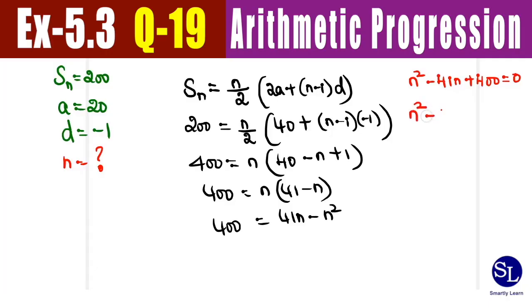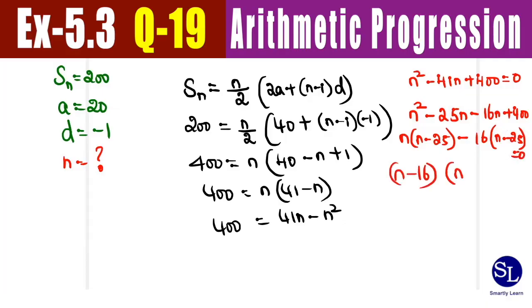So n squared minus 25n minus 16n plus 400. So let's see, n into n minus 25 minus 16 into n minus 25 is equal to 0. So n minus 16 into n minus 25 is equal to 0. So n is equal to 16, 25. So either there are 16 rows having these logs or there are 25 rows having these logs. So now let's calculate.